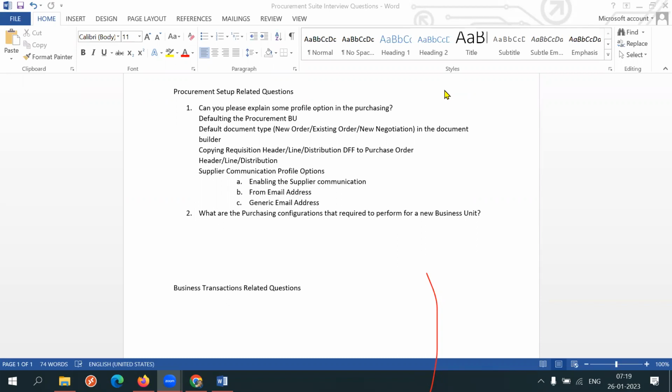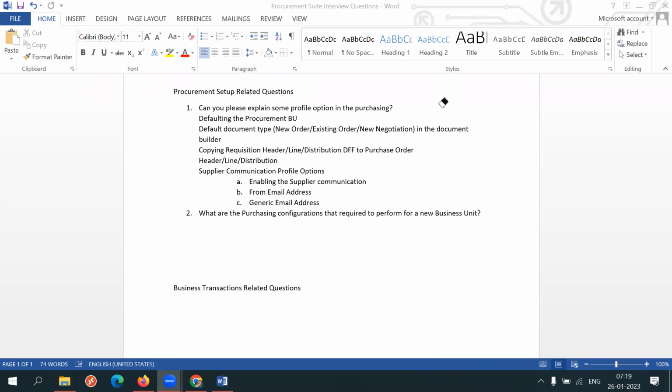Buyer assignment rules. Okay, buyer assignment rules. Procurement document numbering. So procurement manager. Procurement calendar, isn't that already covered?